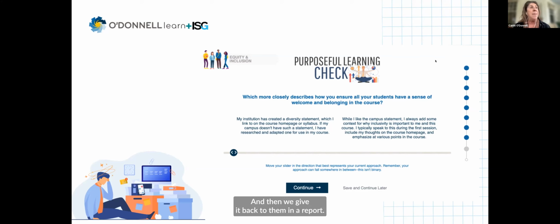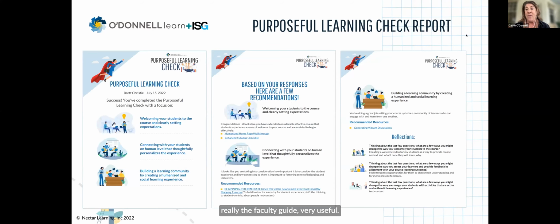And then we give it back to them in a report, and this report is something faculty find very useful. We remind them of the 3 objectives that they're looking to work on. Then we give them some feedback and a couple of resources that they can use as they are trying to iterate their course. Brett's going to get a little bit more into that in a few minutes. And then we also feed them back their reflections. So it's all in one place. This is what you're working on now. And when you're done with that, you can go and do it again and work on something different.